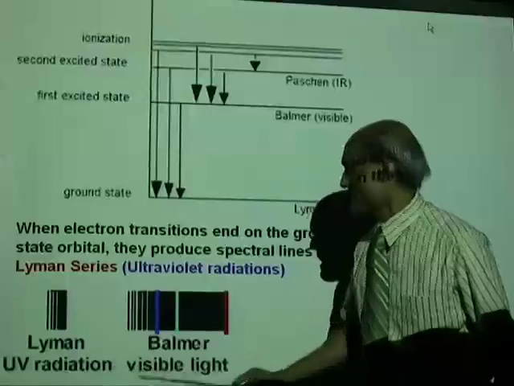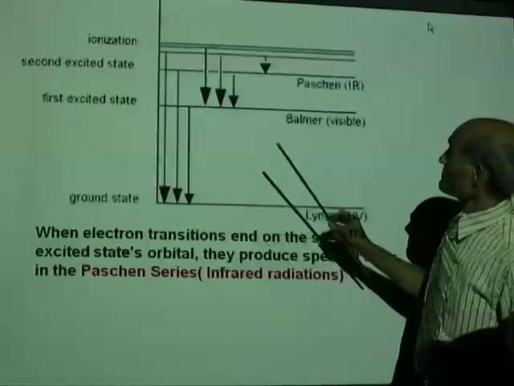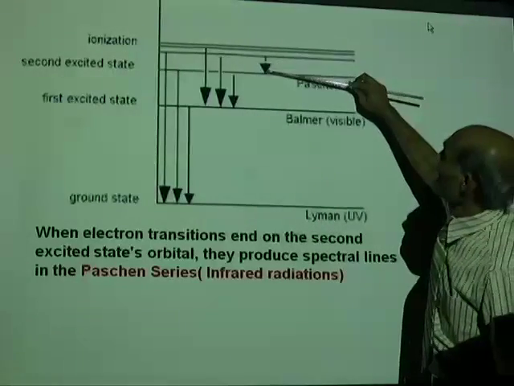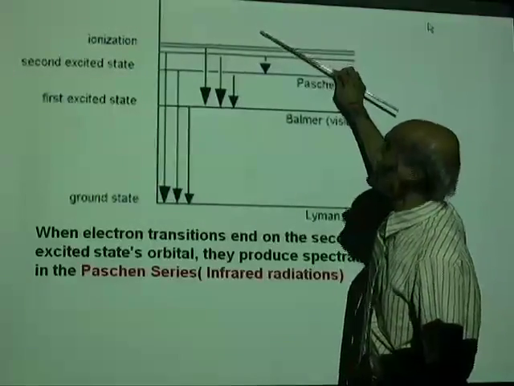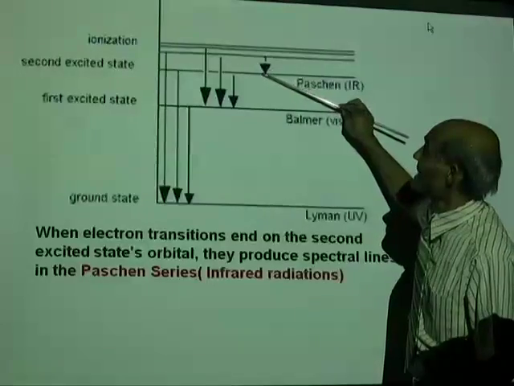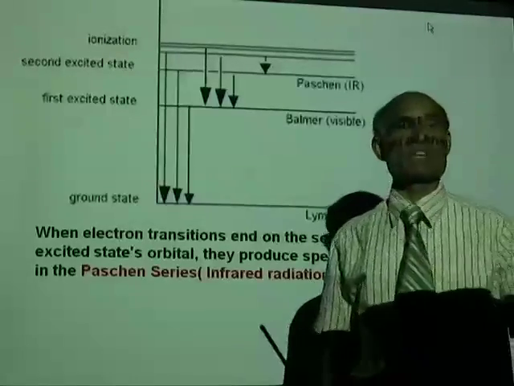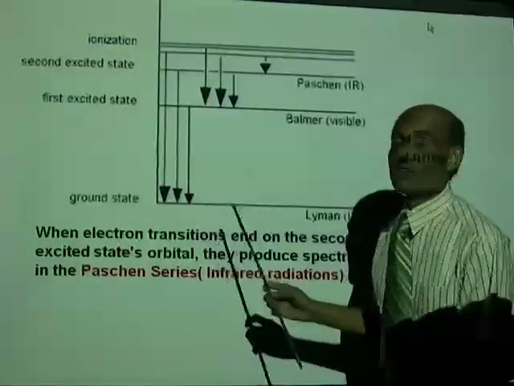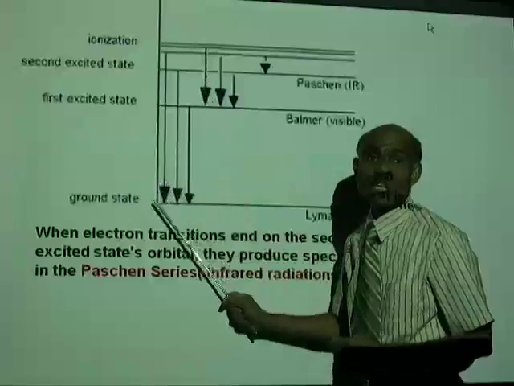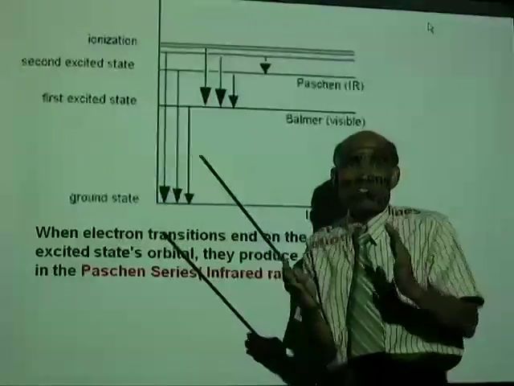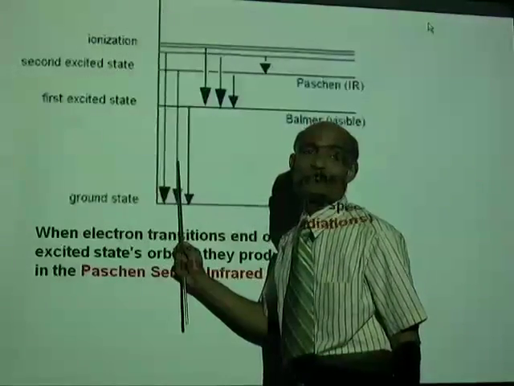You got the Lyman and the Paschen series. Now, on the other hand, if the electron transitions end in the second excited state, from the higher excited state to the second excited state, that is called the Paschen series, and that is the infrared radiations. So look at the difference when electron transitions from higher excited state to the ground state. The energy radiations constitute what are called ultraviolet radiations.